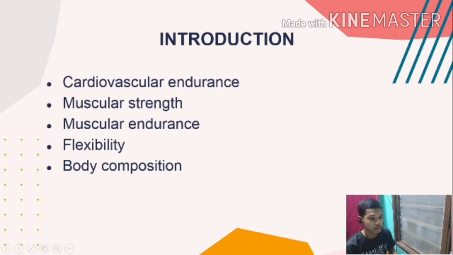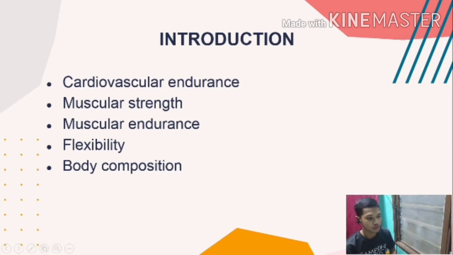Cardiovascular endurance is a system that controls the oxygen movement in and out of our body. Muscle strength is different from muscle endurance. Muscle strength is about how much force a group of muscles can produce in a short amount of time to do a routine or exercise.